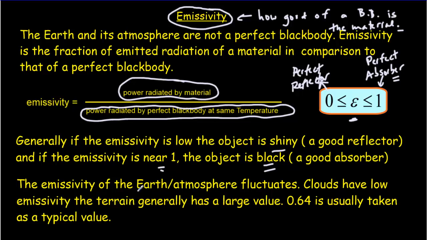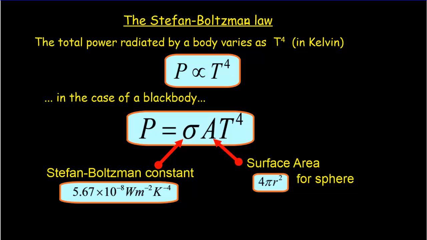Now, if we look at the whole Earth atmosphere system, of course, the atmosphere is always changing. Sometimes we have lots of clouds, sometimes not so many clouds. But generally, the emissivity as a whole of the Earth atmosphere system is about 0.64. We have something called the Stefan-Boltzmann Law, which says that the total power radiated by a body varies as the 4th power of the temperature in Kelvin.